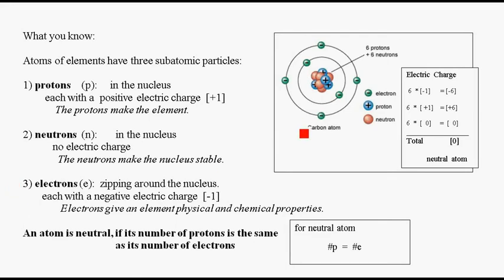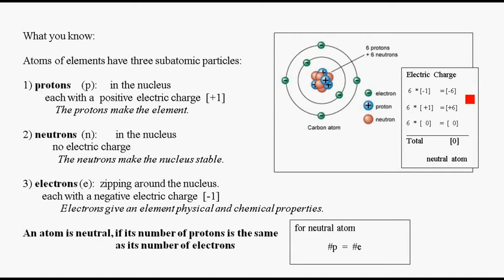Here you see the carbon atom. There are 6 protons and 6 neutrons in the nucleus, while 6 electrons are zipping around the nucleus. If you calculate the electric charge of the atom, you have to take the 6 electrons, each with an electric charge of -1, for a total of -6.